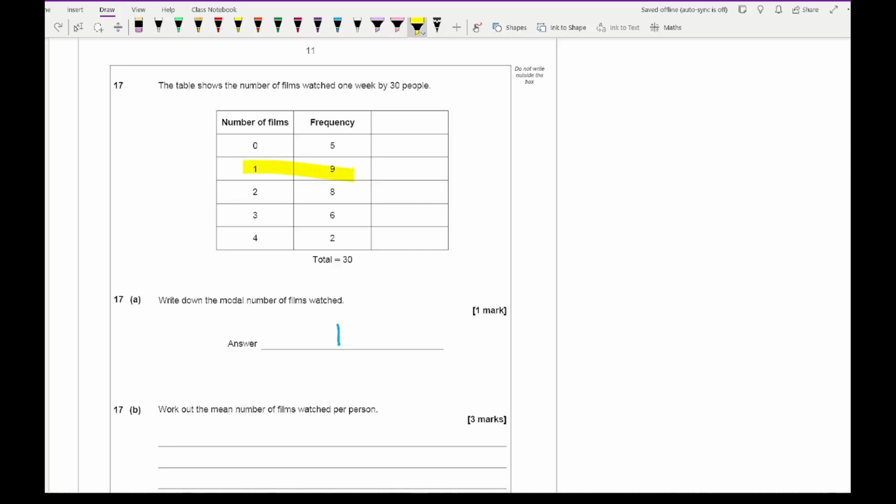Now the next question asks us to work out the mean number of films watched per person. For this, we need to use this blank column here and label this as our fx value. The fx value is calculated by multiplying the number in the first column by the number in the second column. So 0 times 5 is 0, 1 times 9 is 9, then we've got 16, 18 and 8. Now the next thing I need to do is add all these numbers up. If we add all those numbers up, we should get a total of 51.